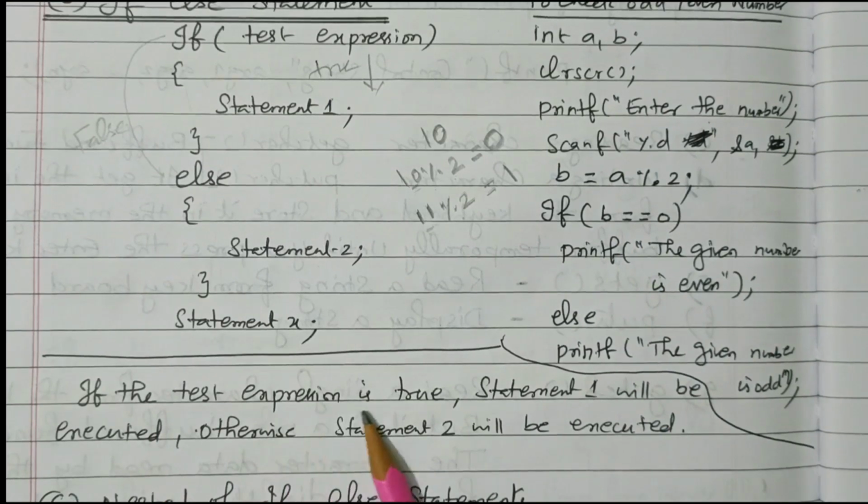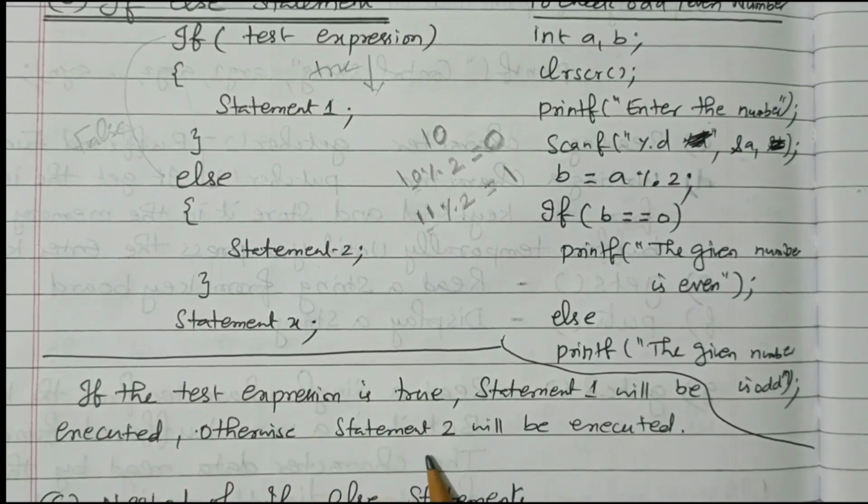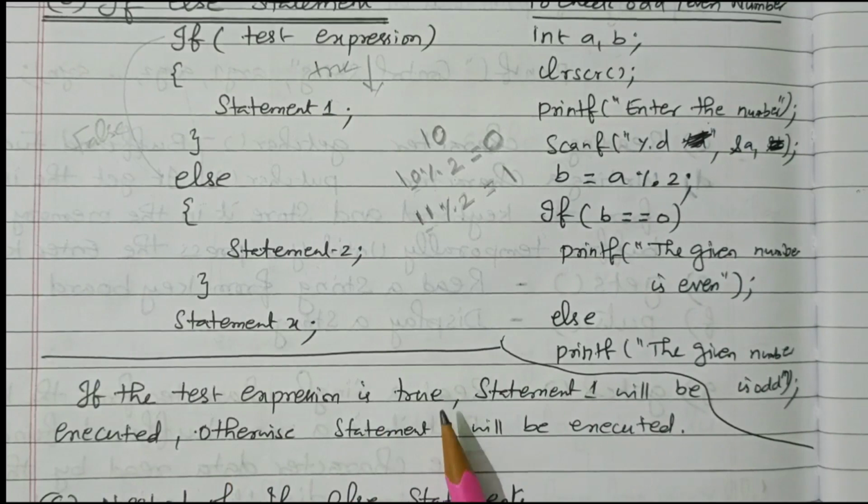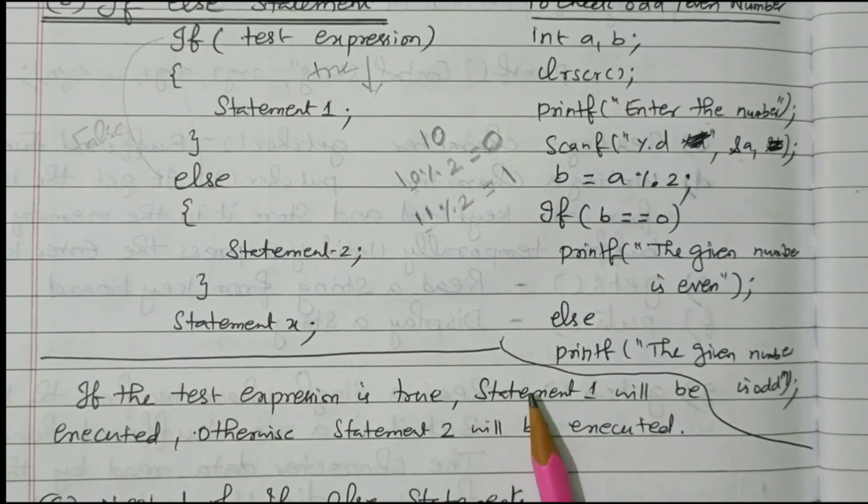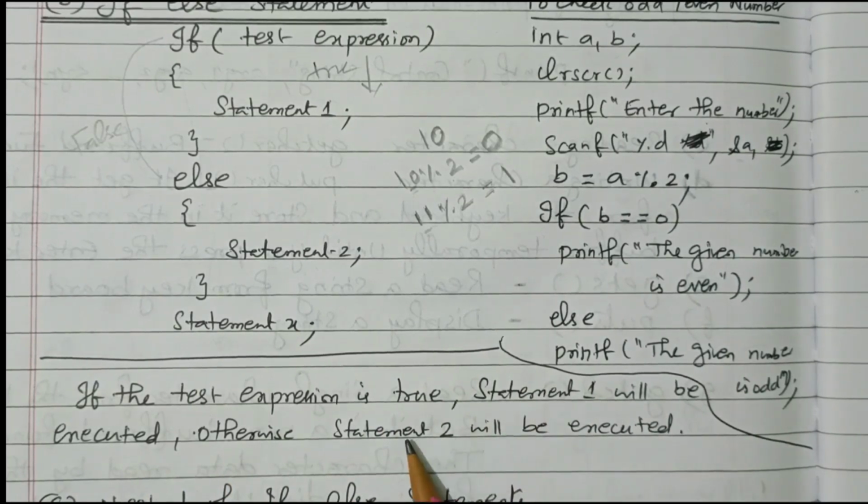If the test expression is true, statement 1 will be executed, otherwise statement 2 will be executed. So the else part, true part and false part, both are available. True means statement 1 will be executed, false means statement 2 will be executed. After that, automatically the statement X will be executed.